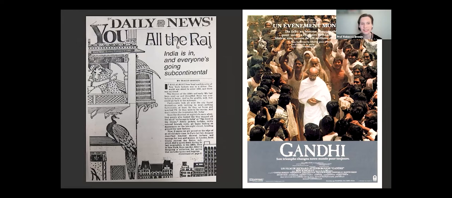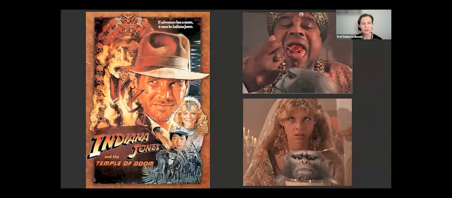And then just to remind you of the horrors and spectacle of Indiana Jones and the Temple of Doom, which I believe came out in 1984. Gandhi came out in 1981, the Gandhi the film. And then this is the sequel to the first Indiana Jones that came out. This one came out in 84.